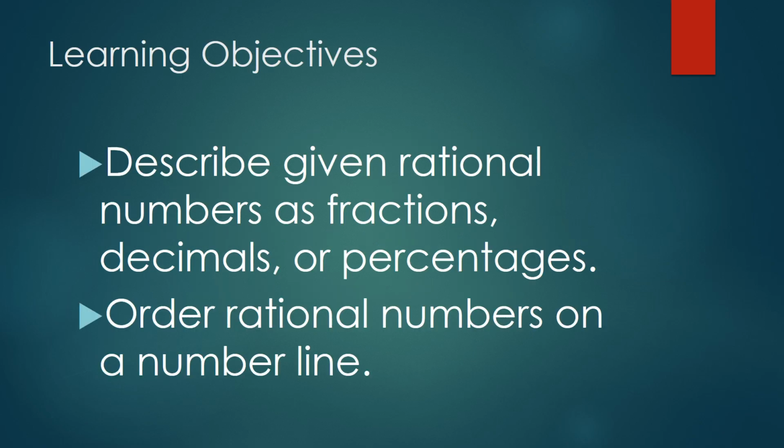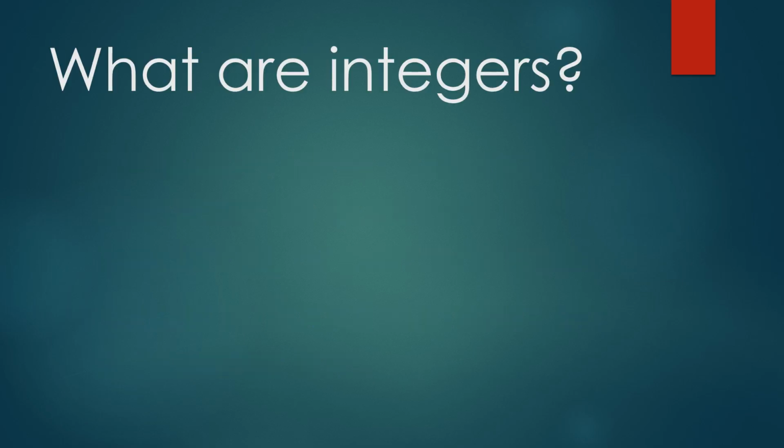So, we have our learning objectives. First is describe given rational numbers as fractions, decimals, and percentages. Second, order rational numbers on a number line. So first is what are integers?